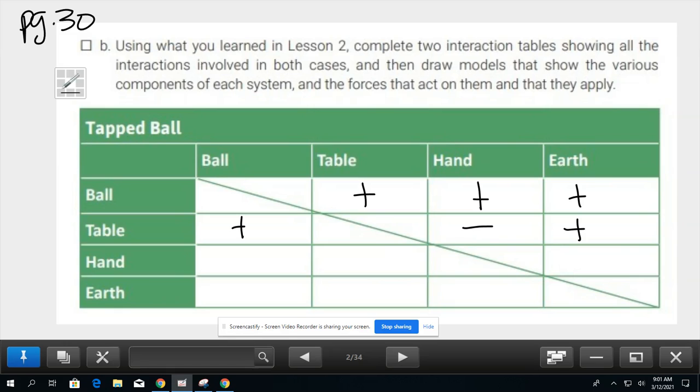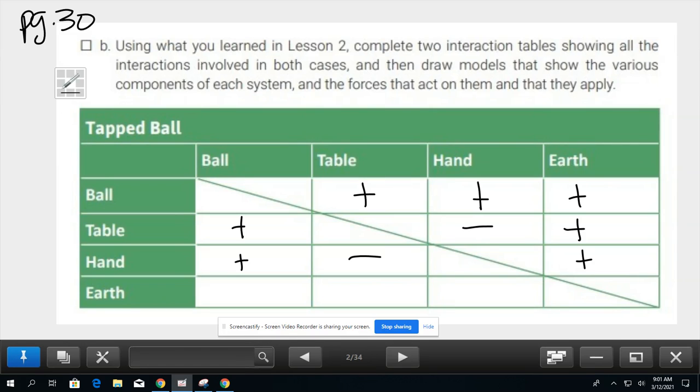Let's look at his hand. Does his hand come in contact with the ball? Yes, it does. Does his hand come in contact with the table? No, it does not. Does his hand come in contact with earth? It doesn't come in contact with earth, but earth is pulling his hand down, and his hand is trying to pull earth back up. Earth is so much more massive. It has more gravity, and the amount of gravitational pull that his hand has is negligible, so it's not going to affect earth in any way.